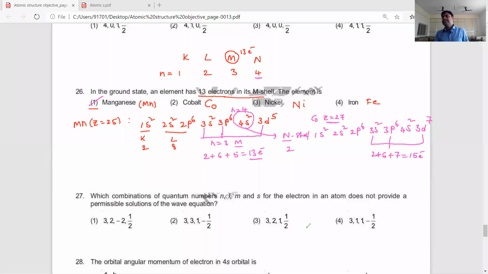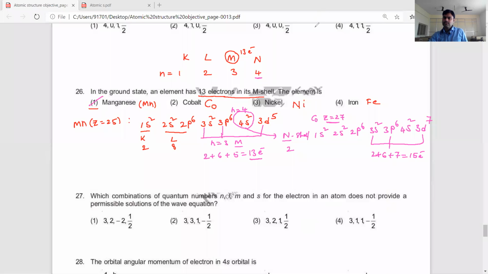Because 3d has a higher n plus l value. The energy of orbitals depends on the n plus l value. 3d has more energy when compared to 4s. That's why 4s is lower in energy. But 4s belongs to the N shell and 3d belongs to the M shell. So how many electrons are present in the M shell? 2 plus 6 plus 5 is equal to 13 electrons.